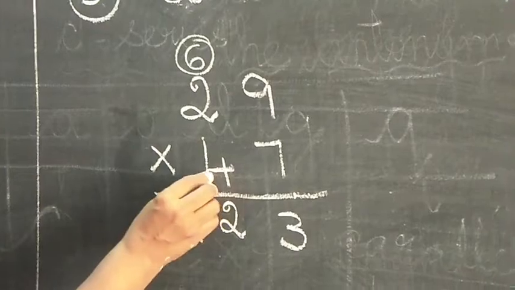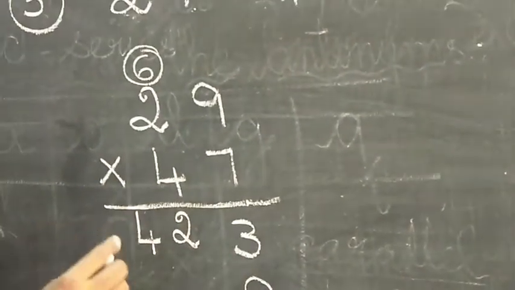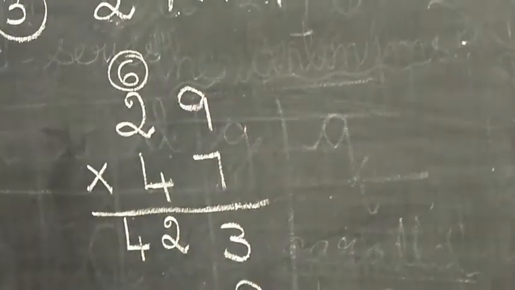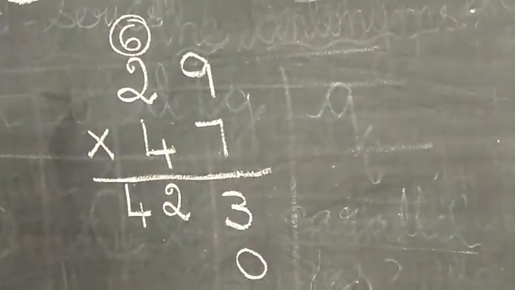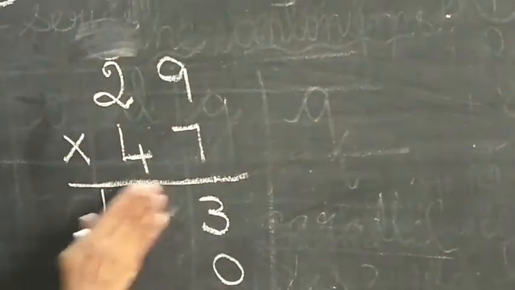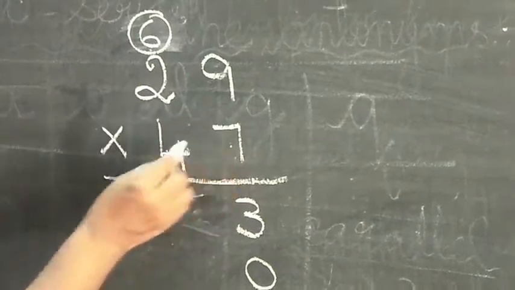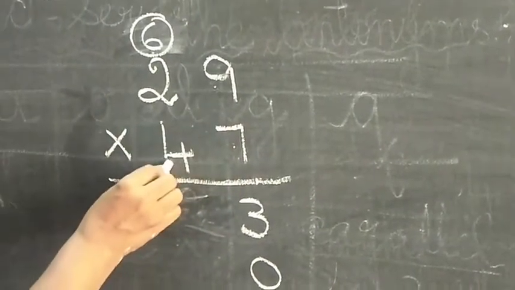And then when you come to the tens column, what you have to do children? You have to put one 0. And then again 4 nines are what children? Sorry children, wait, I have made a mistake. 7 nines are 63. So instead of multiplying this, I mistakenly multiplied this, okay?